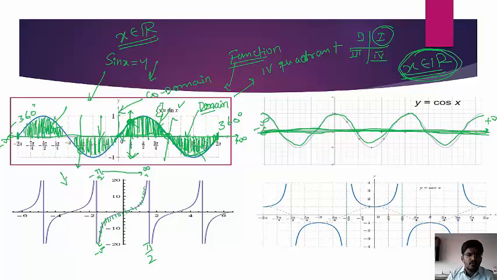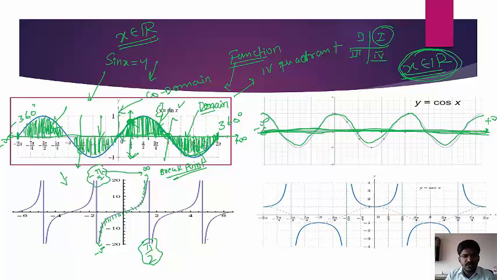But when it comes to pi by 2, the graph disappears here. The graph disappears here. Clear? Again, when it comes to minus pi by 2, the graph disappears here. That means it's having the breaks. The breakpoints are present at pi by 2, and here at minus pi by 2.